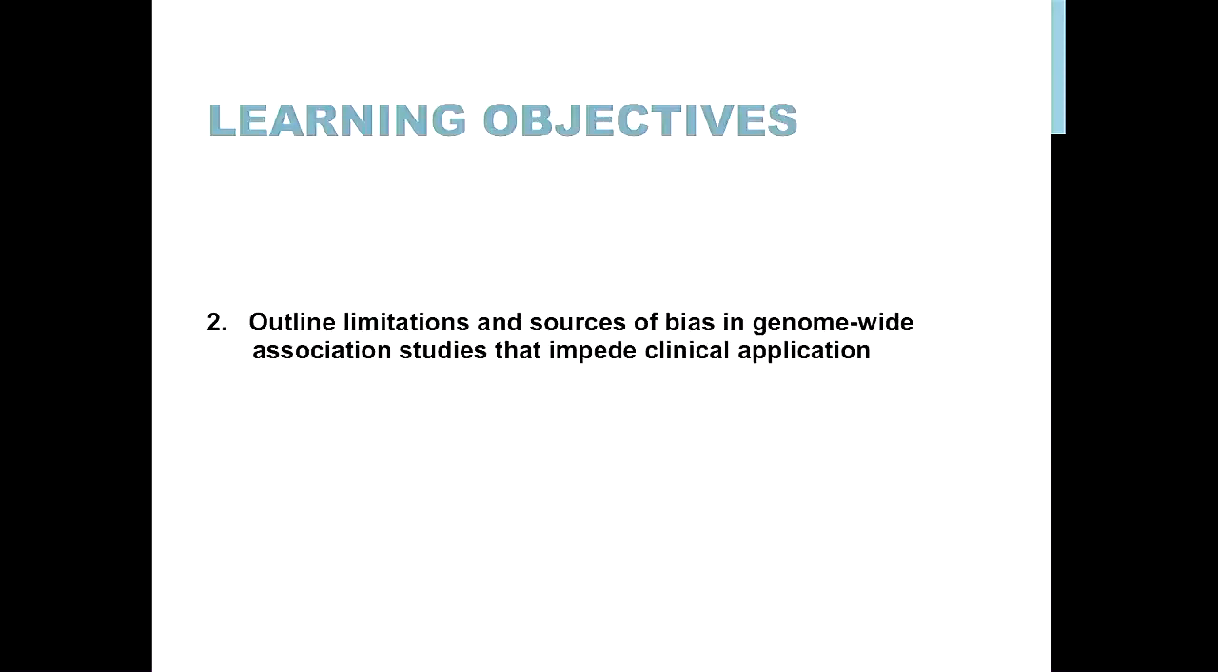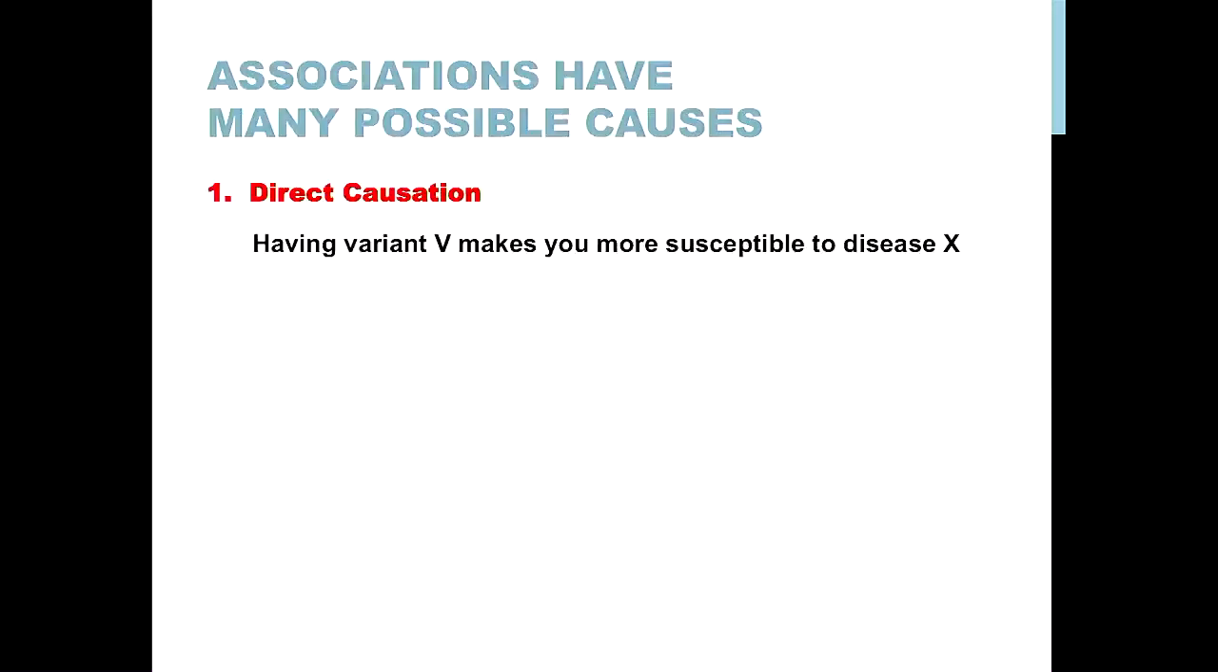Okay, so let's outline limitations and sources of bias. My hope is that you'll get out of today being able to outline some limitations and sources of bias in genome-wide association studies that impede clinical application. So what we've talked about up until this point is that associations have many possible causes.